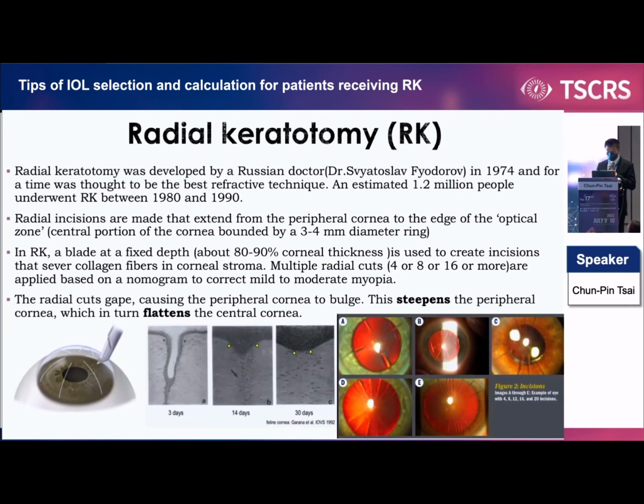We all know that RK was introduced in 1974 by a Russian doctor. Nearly 1.2 million people underwent RK surgery between 1980 and 1990. Nearly 80 to 90% of the cornea thickness was cut. That's a 3 to 4 millimeter central optic zone. Multiple radial cuts are applied based on a nomogram to correct mild to moderate myopia. RK is a form of planned keratoectasia. This deepens the peripheral cornea, which in turn flattens the central cornea.